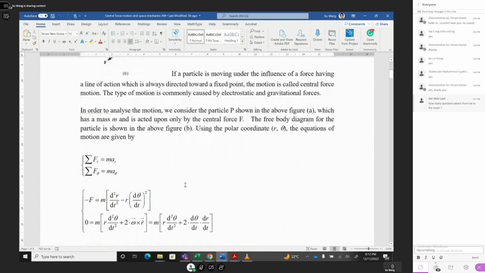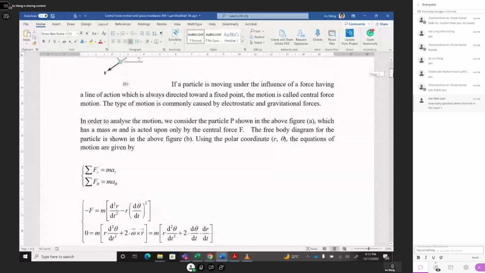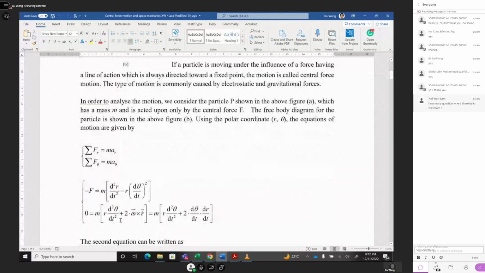Then for the tangential direction, the theta direction, F theta equals zero: in the theta direction you have no force. And the acceleration equals m times r theta double dot, which is the tangential acceleration, plus 2 omega cross r dot.